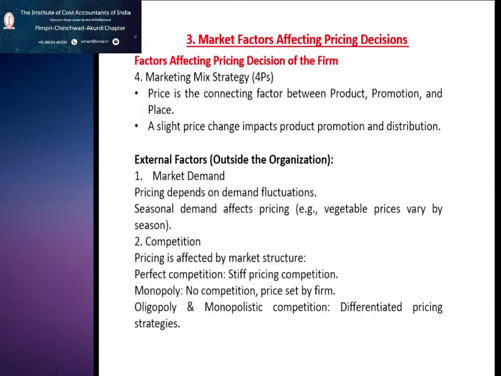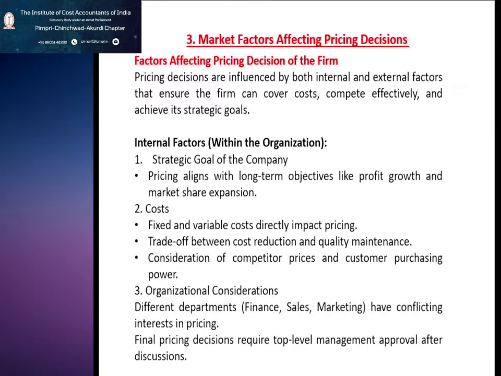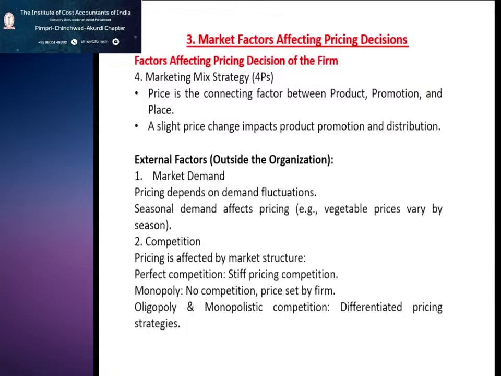Another internal factor is the marketing mix strategy, the traditional 4 P's, wherein price is the connecting factor between product, promotion and place. A slight price change impacts product, promotion and distribution, of course. So these are the 4 internal factors: strategic goal, cost, organization considerations, and fourth is the marketing mix strategy.